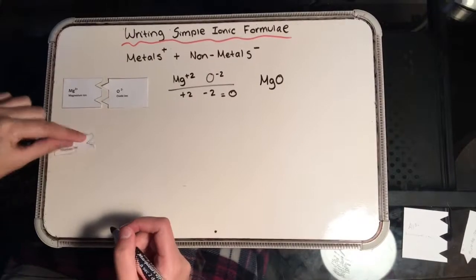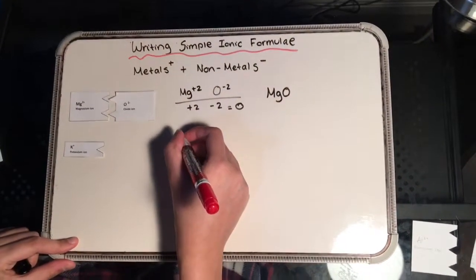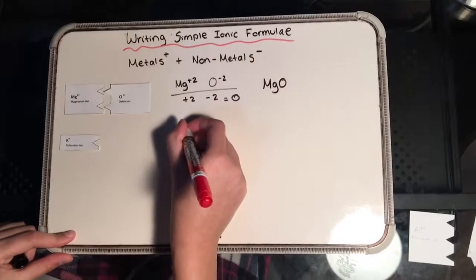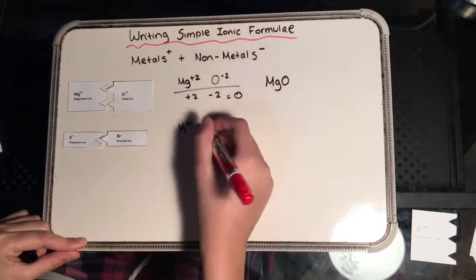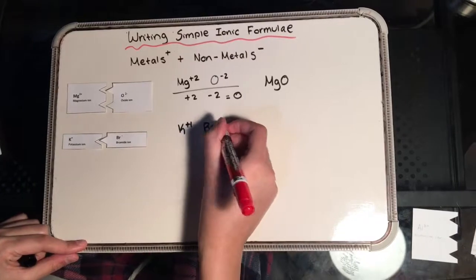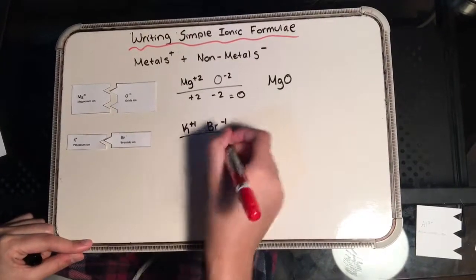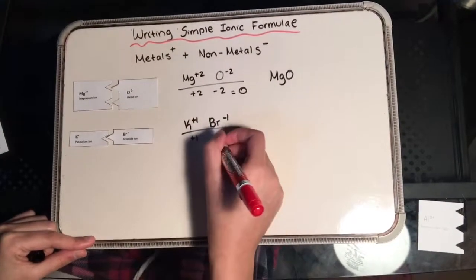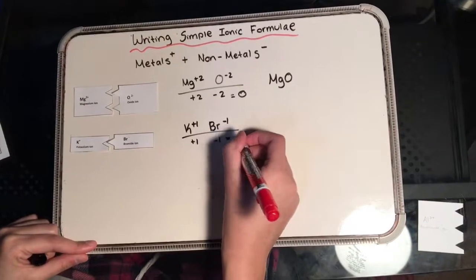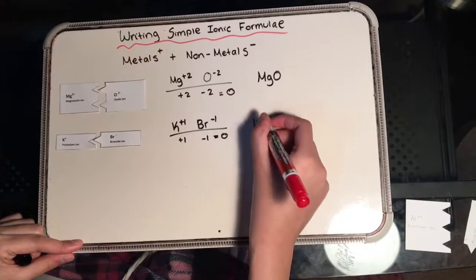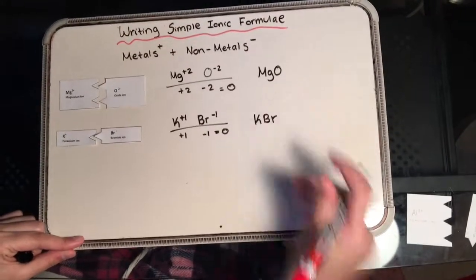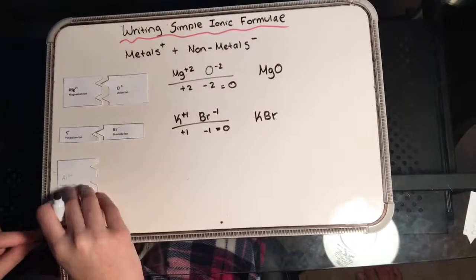So it's MgO. Our next formula is using potassium as the metal, which has an ionic charge of +1, and bromine, which has an ionic charge of -1. The algebraic sum of these two, metal and non-metal, is equal to 0. So we have one potassium atom and one bromine atom, which is KBr.